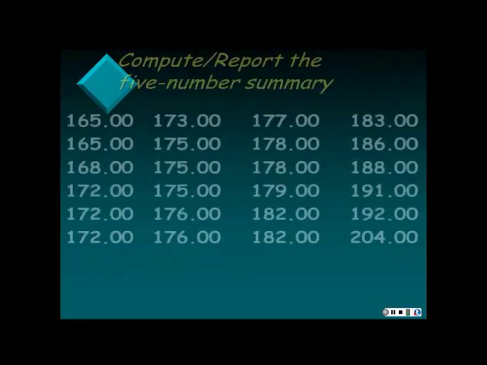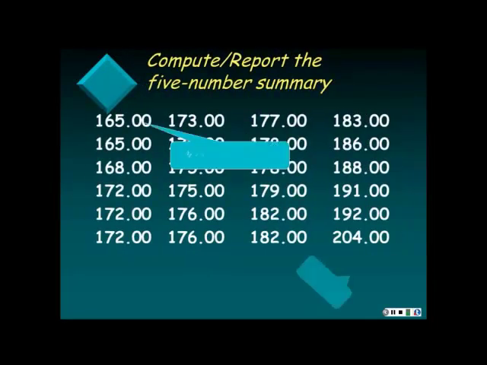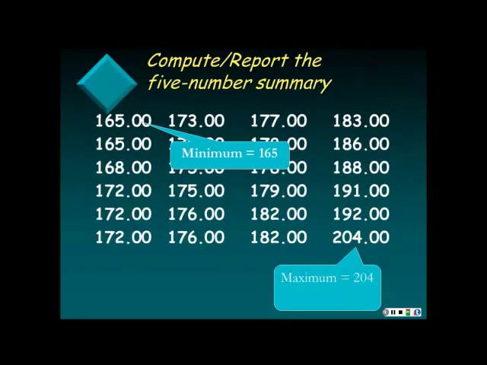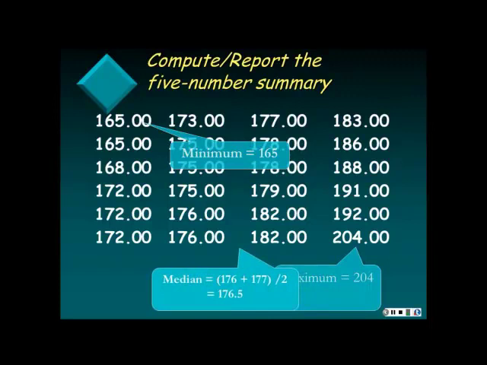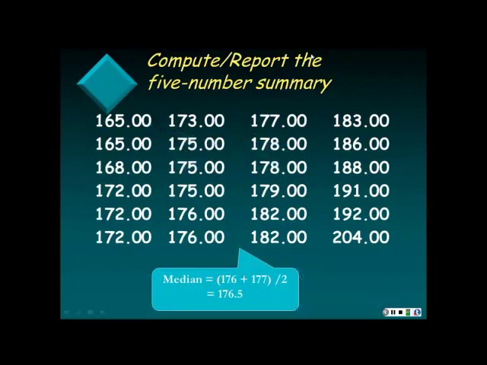So let's look at this in this example. The minimum is 165, the maximum is 204. That's easy enough. The median, I'm giving you 4 columns of numbers to make this, I hope, very obvious where things are at. If you look at 176 and 177, you've got half the values on one side, half the values on the other side. So we're just going to split the difference between the 176 and 177 to get the median. So the median in this case will be 176.5.